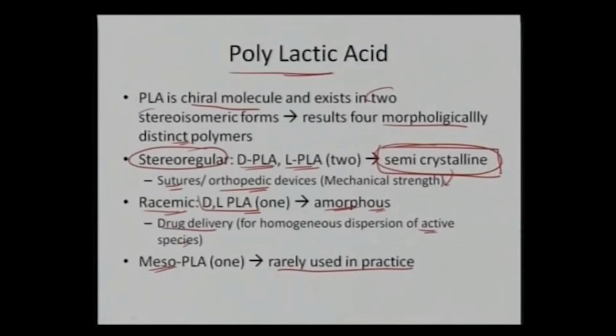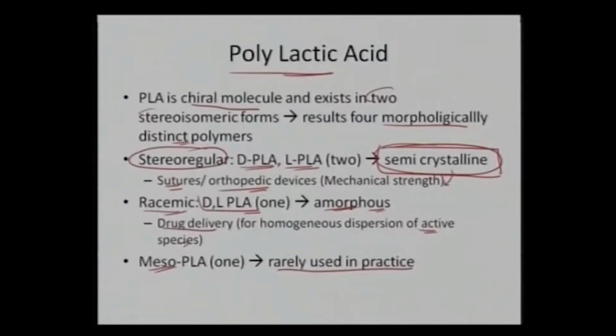So that is what we can see: PLA, because of its different stereoisomeric forms, can form four morphologically distinct polymers, and depending on its overall structure, like stereoregular, it is much more semi-crystalline in nature, so it can provide high mechanical strength. Because of that, it can be utilized as sutures or orthopedic devices, such as bone screws, which impart much better mechanical strength, or it can also be racemic, as D,L-PLA, and because of that, it can serve as a matrix for the dispersion of active drug species so that it can release drugs very easily. So that is how the overall engineering has been done for polylactic acid.